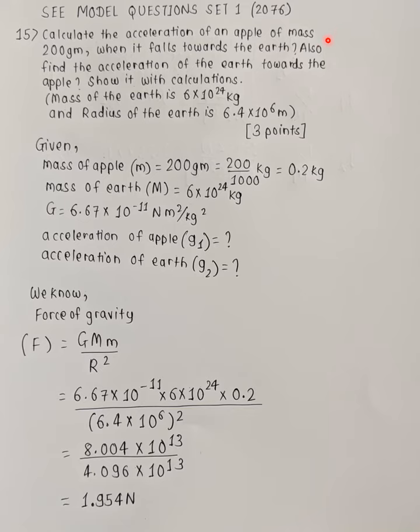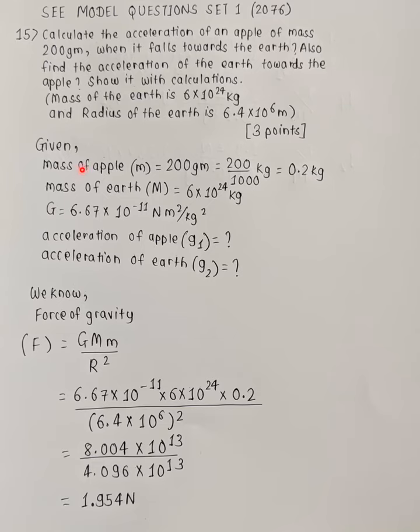Question number 15. Calculate the acceleration of an apple of mass 200 gram when it falls towards the earth. Also, find the acceleration of the earth towards the apple. Show it with calculations. You are given the mass of the earth as 6 into 10 to the power 24 kilograms and the radius of the earth as 6.4 into 10 to the power 6 meters. The question carries 3 points.